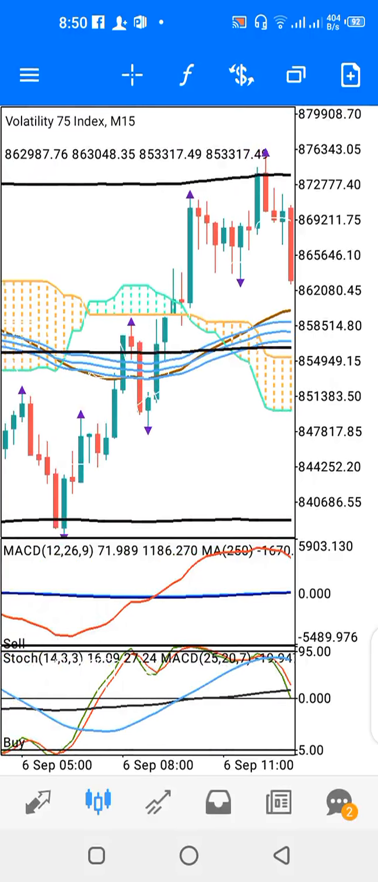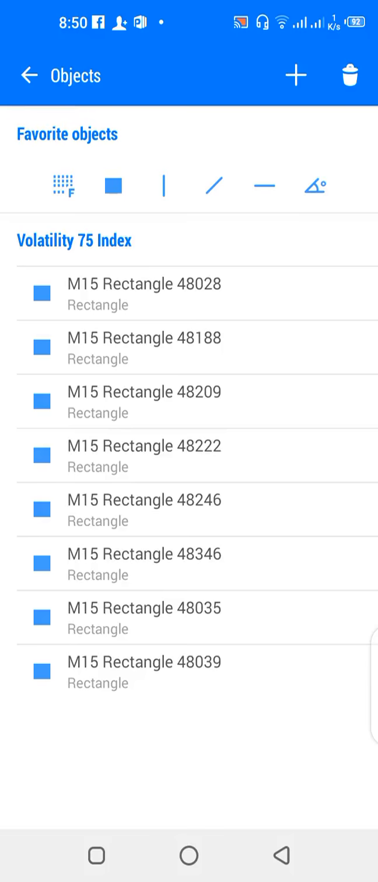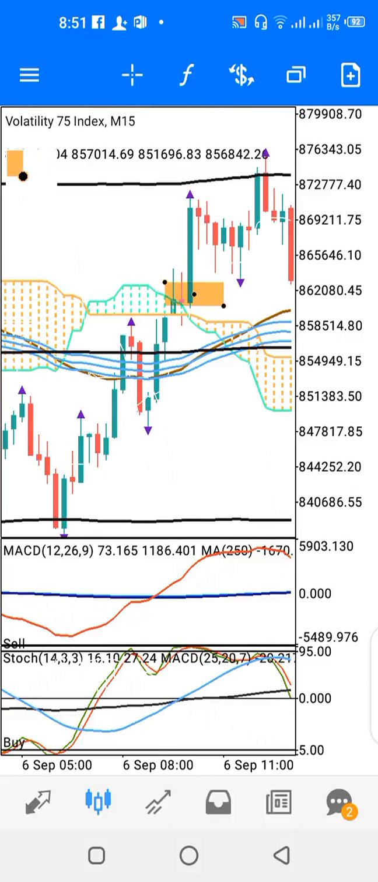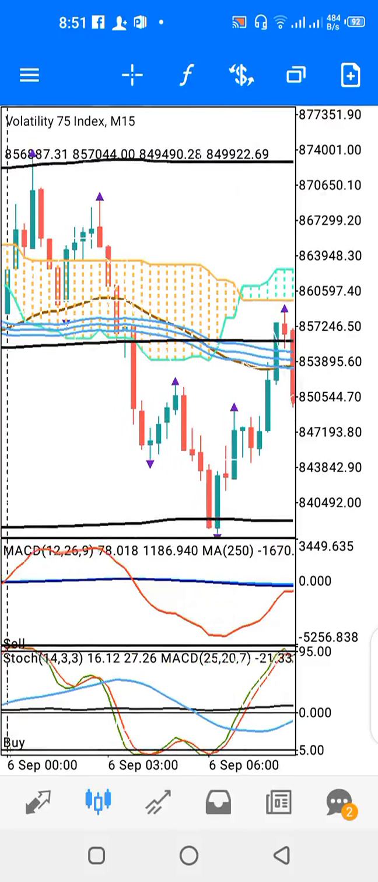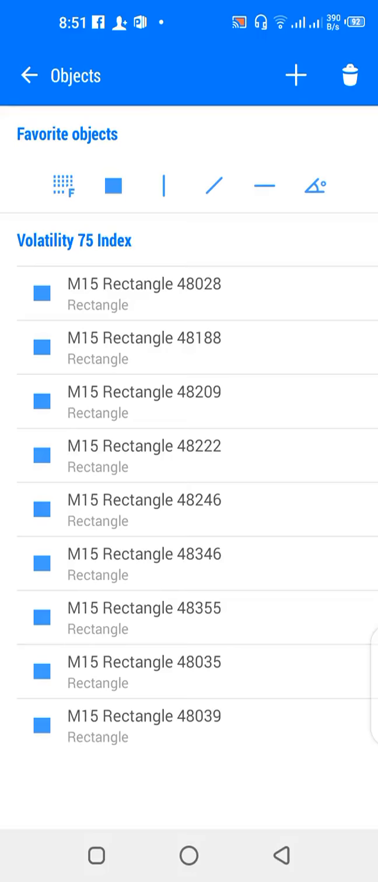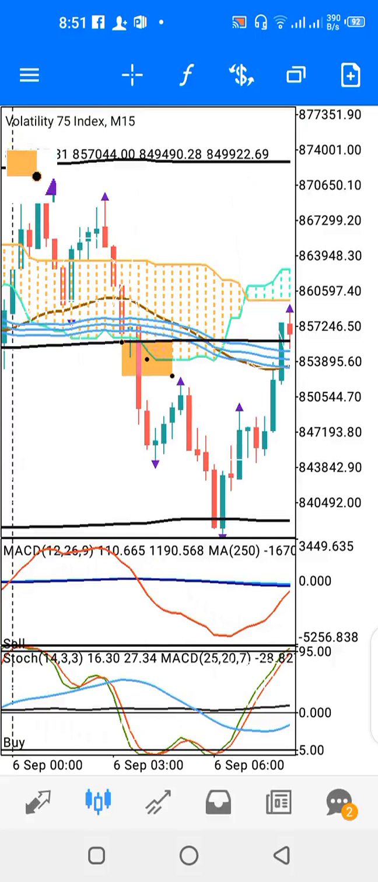Sell trade should be somewhere around here. Then your buy signal should be somewhere around here, where price closed above all indicators. Of course, your scalp sell should be somewhere around here, where price closed below all indicators, excluding the bigger Bollinger Bands that serve as your support or resistance.